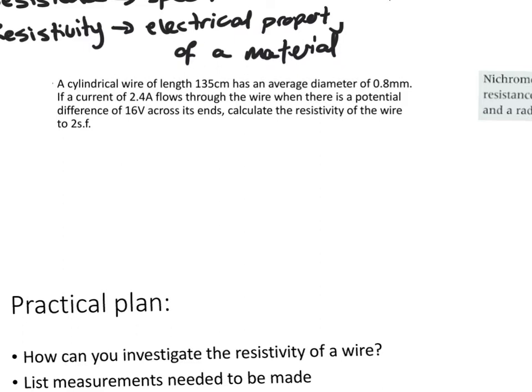You're told that you have a cylindrical wire of length this much. The length we need in meters, so that would be 1.35 meters. It has an average diameter. It gives us the diameter, but we like radius, times 10 to the minus 3 because it's in millimeters. We're told the current, I, which flows through the wire when there's a potential difference. We're given the potential difference and asked to calculate the resistivity to two significant figures.